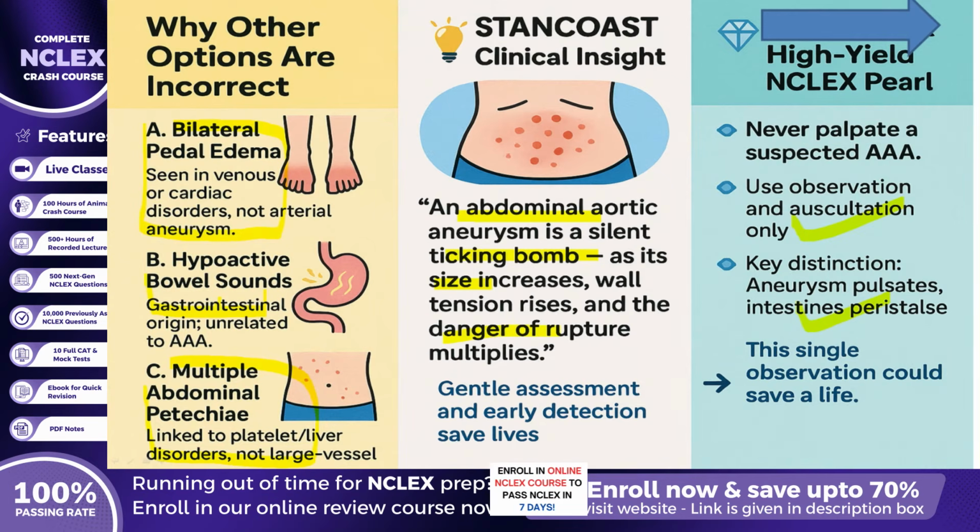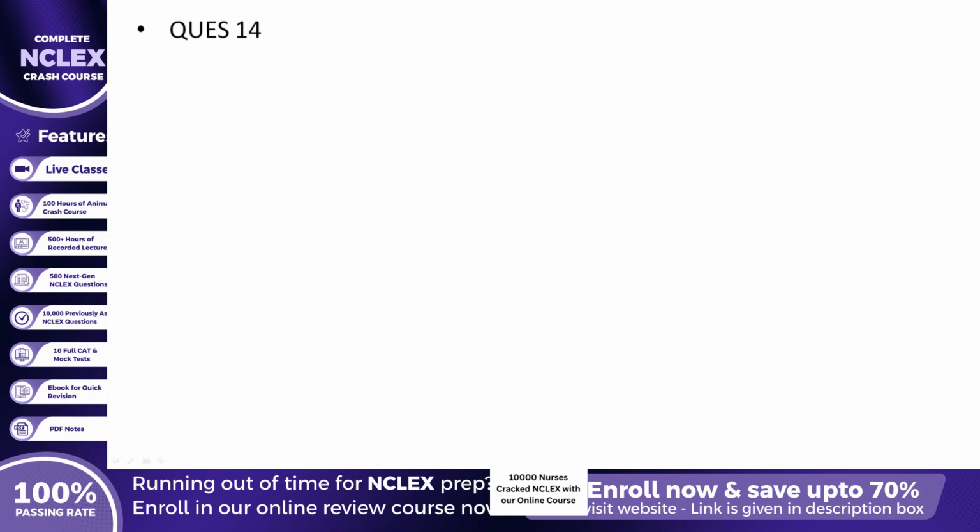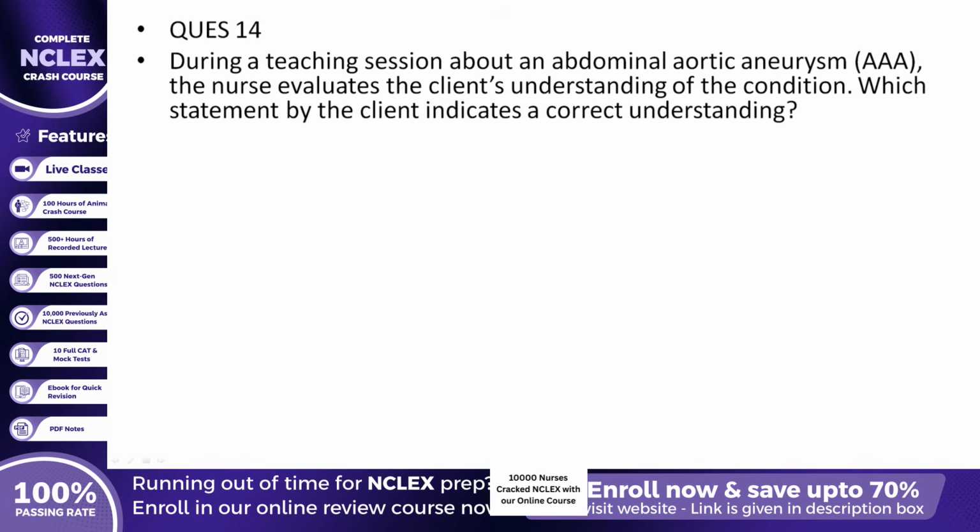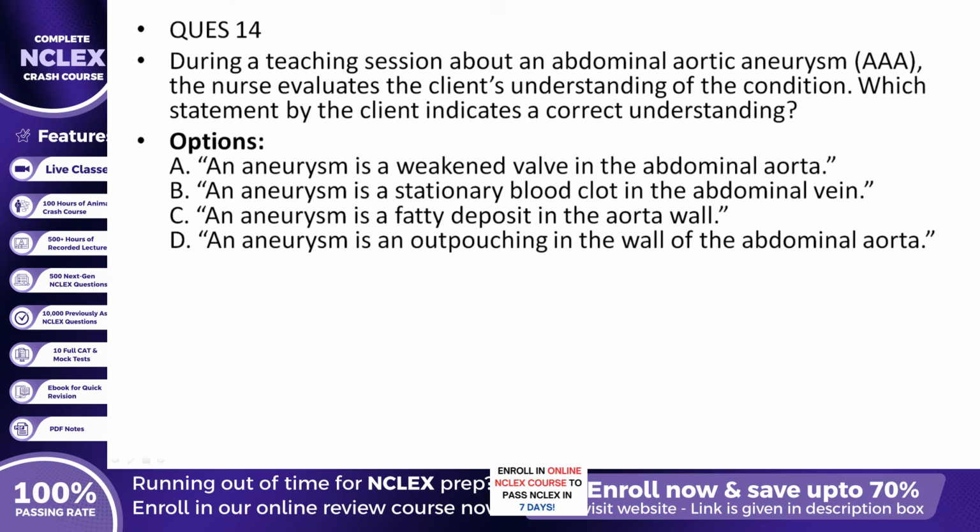Moving into a critical concept that often confuses students, let us explore the client's understanding of an abdominal aortic aneurysm. During a teaching session about this life-threatening vascular condition, the nurse assesses comprehension and asks which statement by the client reflects an accurate understanding. The available options are option A, an aneurysm is a weakened valve in the abdominal aorta. Option B, an aneurysm is a stationary blood clot in the abdominal vein. Option C, an aneurysm is a fatty deposit in the aorta wall. And option D, an aneurysm is an outpouching in the wall of the abdominal aorta.